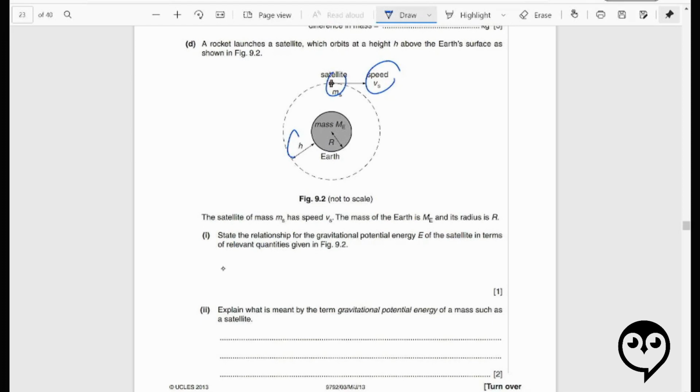Well, look, gravitational potential energy is going to be mass times the potential. We know that's G, big M, little m, over r. It'll be negative. But that's actually a little r, isn't it? That's our radius to the center of the Earth, and so that combined is going to be r plus h. That'll be our answer there.